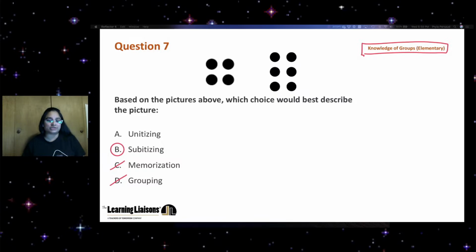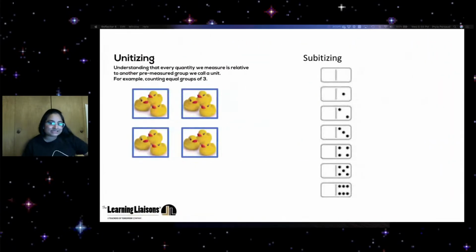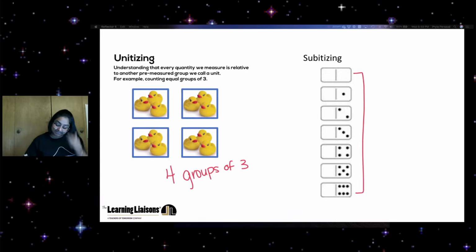So why am I telling you that it's subitizing, not unitizing? Because I defined it on the next one. Unitizing is this part to the left. Understanding that every quantity we measure is relative to another pre-measured group, right? So here we have 4 groups of 3. And over here we have subitizing. I know that this is 6, 4, 2, 1, 3, and 5. I can tell you that without counting them. That's the key for subitizing, right?